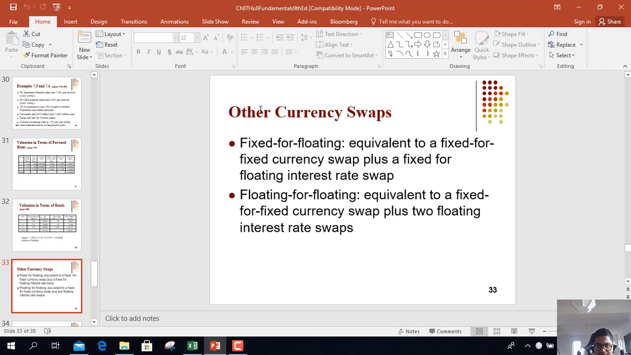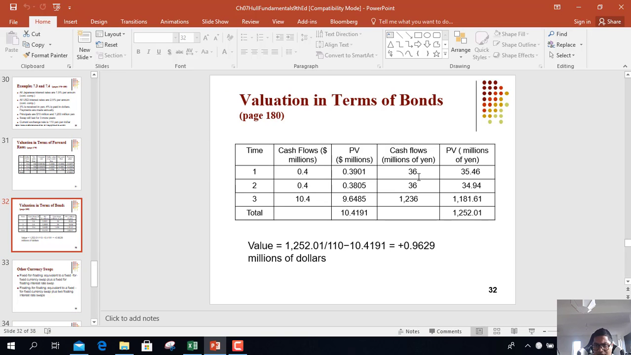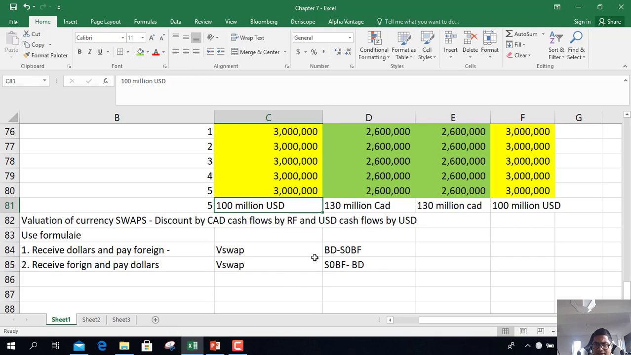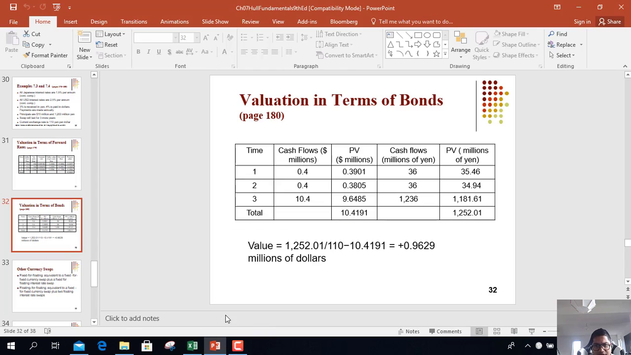So that formula is given somewhere. They have used a more complex method. So the formula was in the Excel sheet: BD minus S0 BF. This is an easier way to do it than what's given in the book.